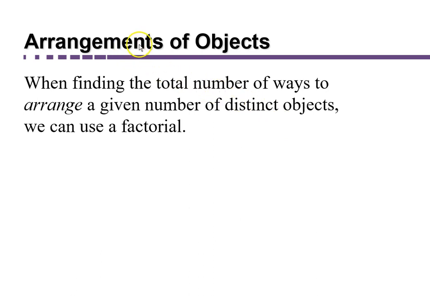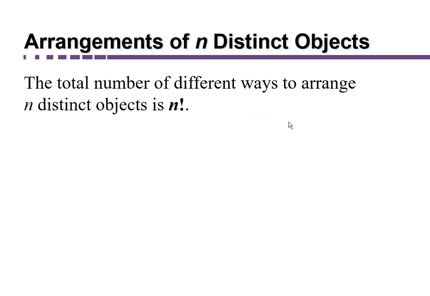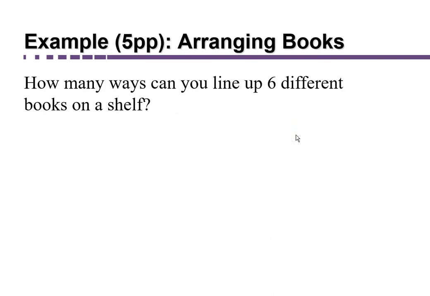Now we're talking about arrangement of objects. When finding the total number of ways to arrange a given number of distinct objects, we can use factorial. Now, distinct means items are not repeated. So, the number of ways is n factorial. Let's look at an example now. We have a bookshelf and we have 6 books. How many different ways can you line up these 6 books?